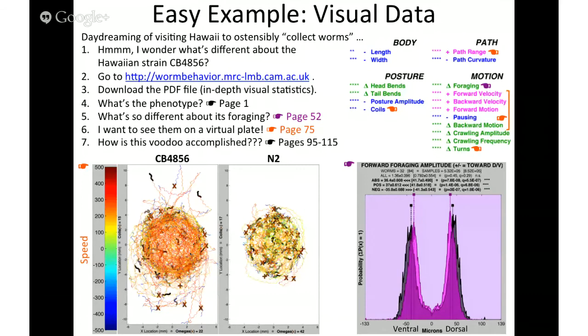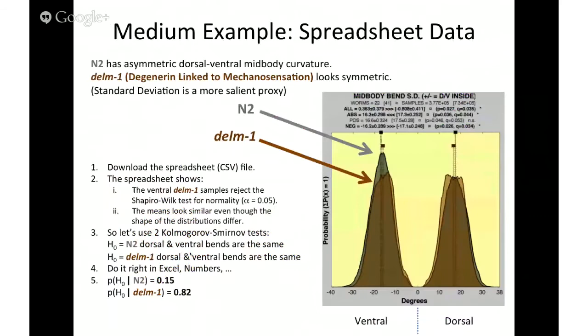Okay, so I'm not going to get too much into this one. I wanted to say that the spreadsheet data can be used as well, right? We have the details in spreadsheet form, and you can open it up in Excel and what have you. This is a particular mutant, degenerin, linked to mechanosensation, so it's a mechanosensory mutant. Once again, because of the particular gene and what it looks like in terms of other genes, it looks like a mutant that has some issue when sensing its own body, its proprioception, so to speak.